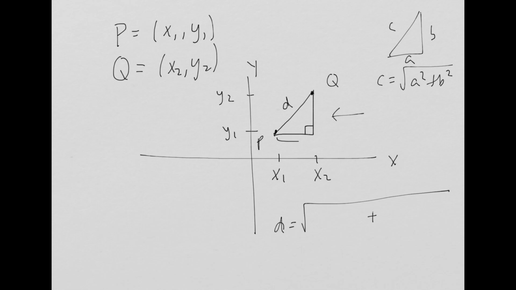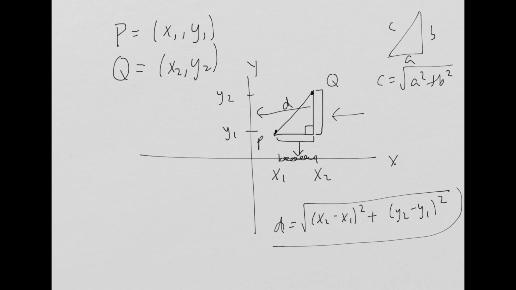So let's start with a. So this distance here. If you kind of move this down to the x-axis, we see that the a is the distance between x1 and x2. So a squared is going to be x2 minus x1 squared. Now look at my b, trying to figure out this distance. Kind of move that over to the y-axis. That distance is going to be y2 minus y1. So I would square that. So the distance from P to Q is going to be the square root of the difference in my x's squared plus the difference in my y's squared. So here's my distance.